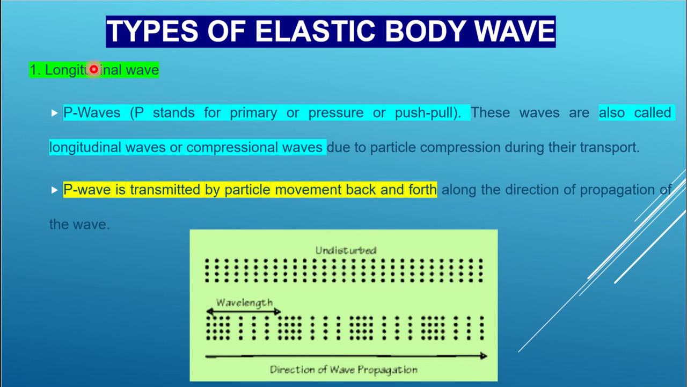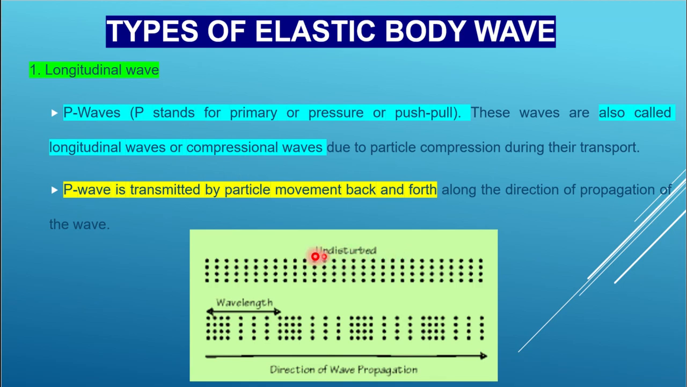So basically, these are the types of elastic body waves. All of these come under this classification. The first type of elastic body wave is the longitudinal wave. Longitudinal wave is also called P wave. P stands for primary, or pressure, or push-pull. Longitudinal waves are also called compressional waves. Why are they called longitudinal waves or compressional waves?